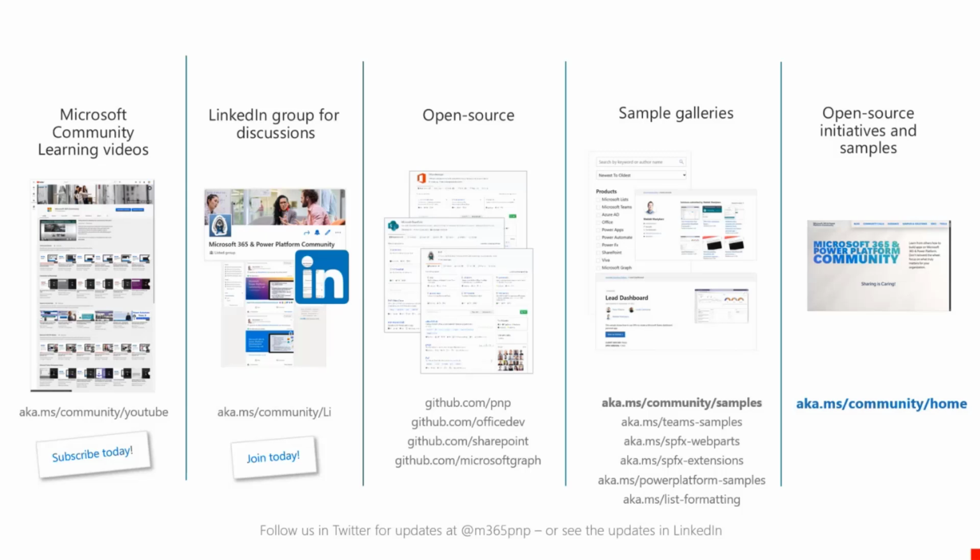And of course, we mentioned samples. We've got tons of samples: Teams samples, SPFx samples, Power Platform samples, list formatting samples. The samples go on and on and on. But don't worry, there's lots of links in front of your eyes. You don't have to remember all of them, just one of them. aka.ms/community/home will give you access to all of this goodness. And guess what? It's absolutely free. None of this stuff is charged for, and we're all contributing to it, so it's a wonderful community opportunity.